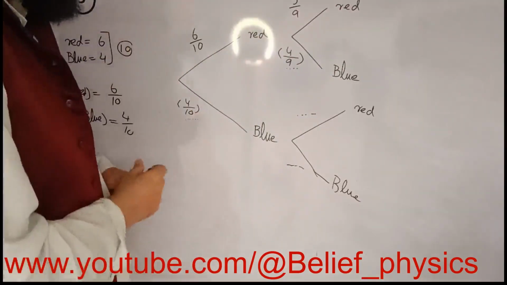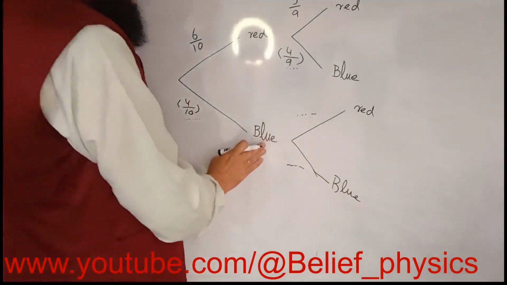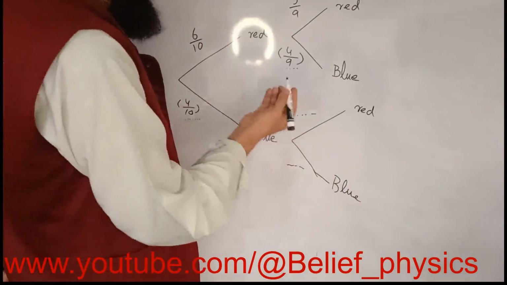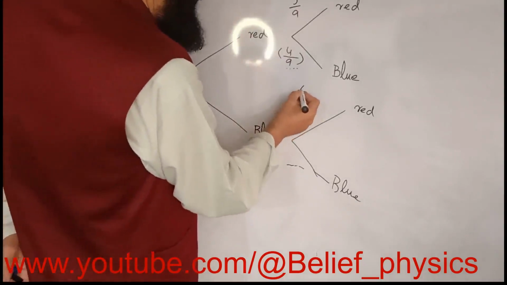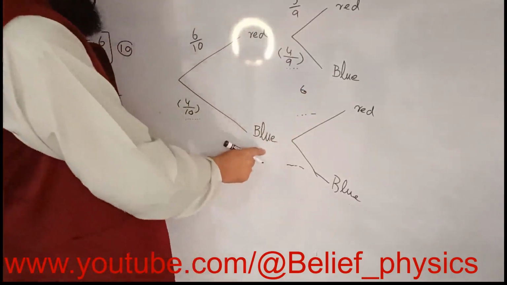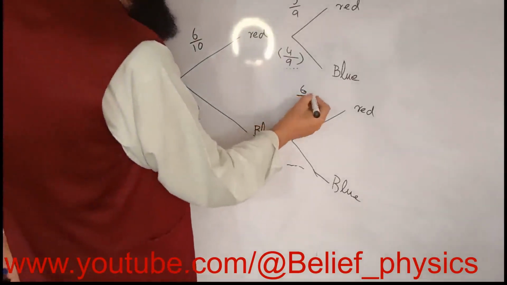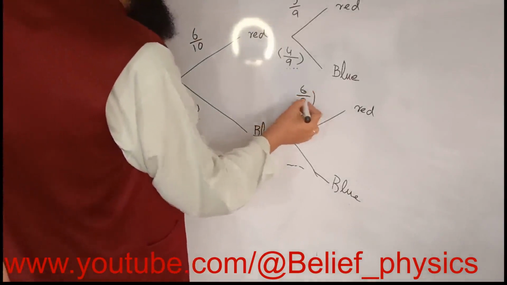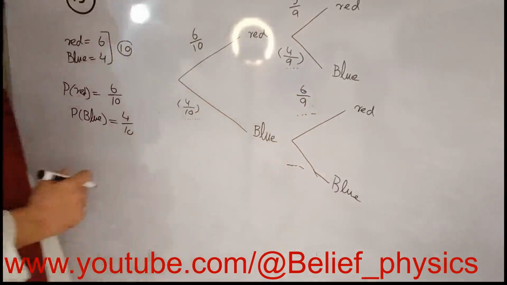So this is correct. Now if the first counter drawn was blue, how many red counters will be left? They will remain the same, that is 6. So it is 6 here, but the first counter is blue. So total were 10. Now the total becomes 9. So the probability of drawing a second red counter will be 6 over 9. So it is 6 over 9.